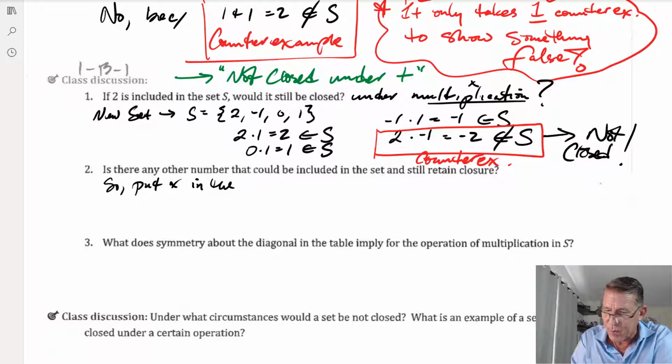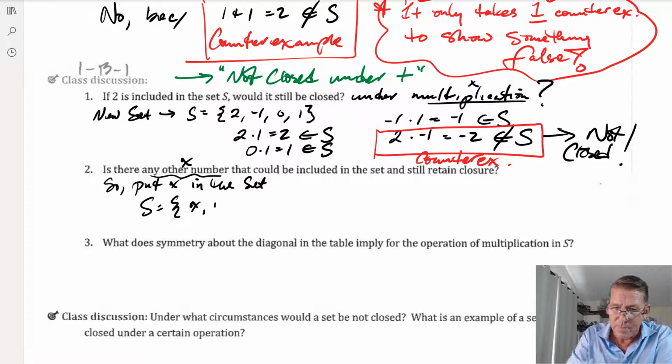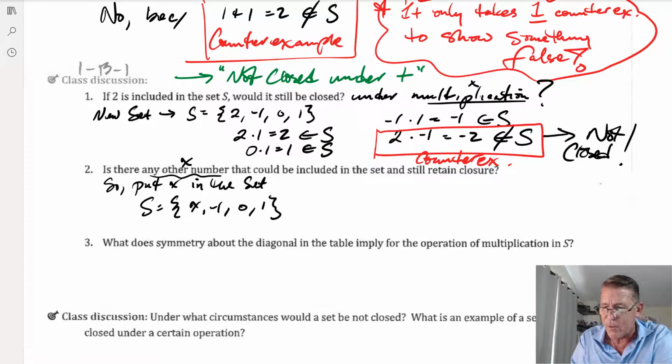Let x be any other number. Any other number, let's call that x. Okay, so now S looks like this: x, whatever that is, -1, 0, and 1. So now we still have 4 members, just like the previous one. In the previous example it was 2, but now it can be anything. It can be 5, it could be 10, it could be -9. I don't care what x is. It's just a number in there.